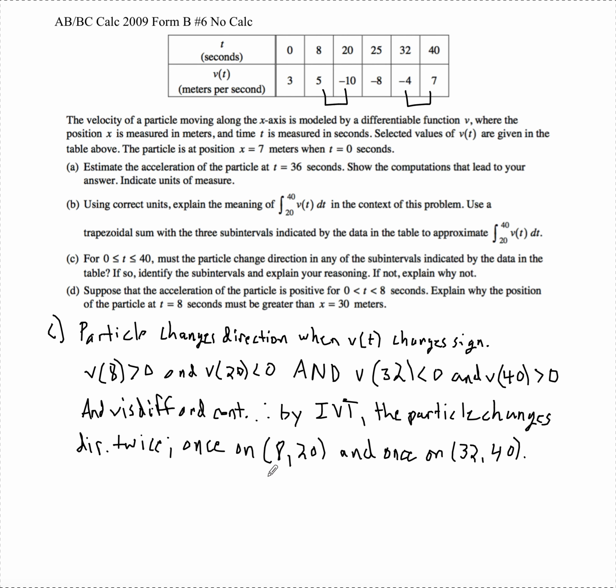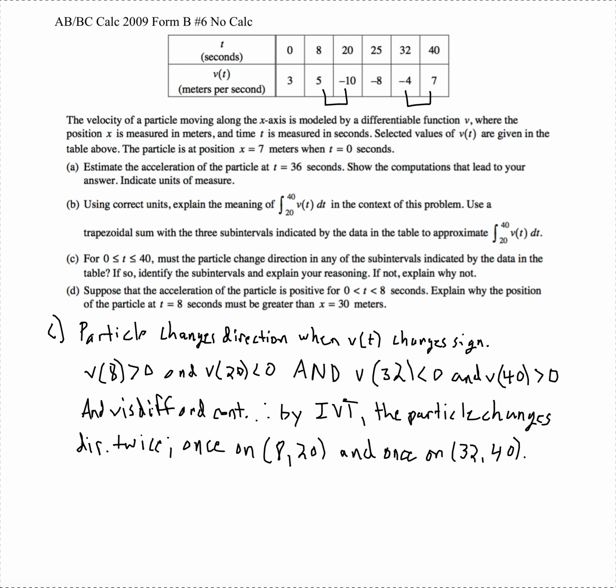You get 1 point for your answer because they ask for 0 to 40, must the particle change direction? So I answered that. The particle changed direction twice. And if it does, identify the subintervals. The subintervals are 8 to 20 and 32 to 40. So I identified that. So you get 1 point for saying yes and identifying your intervals and then your explanation. My explanation was, hey, V of 8 was positive, V of 20 was negative, V of 32 was negative, V of 40 was positive, and V is differentiable and continuous. Therefore, by the IVT, the particle changed direction on those intervals. There we go.